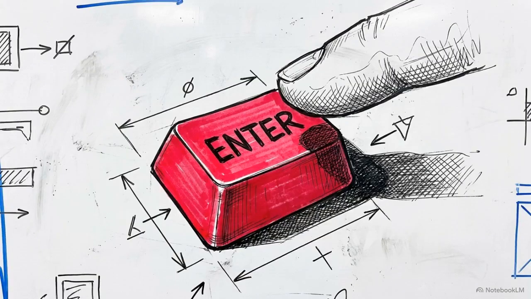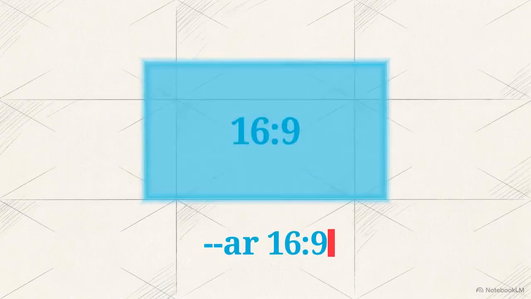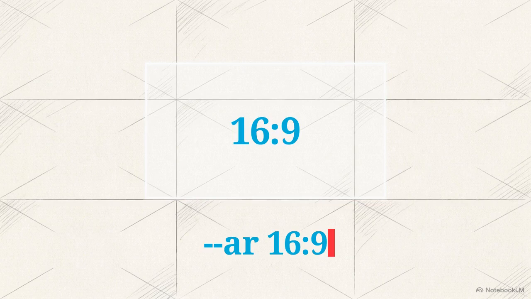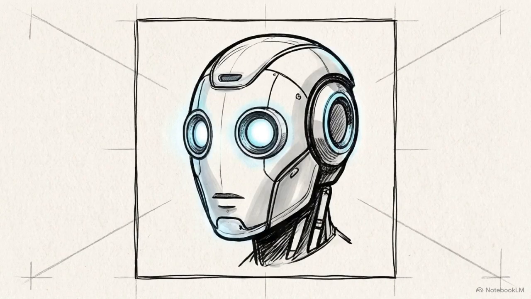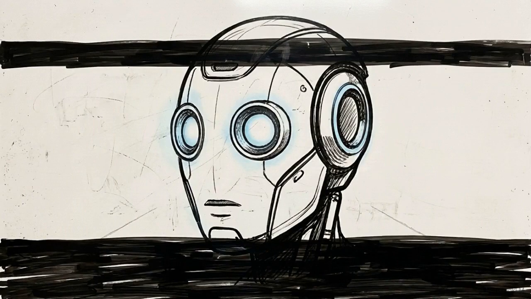Before we hit enter, we have to format this for YouTube's exact constraints. Add --AR space 16:9 to the very end of your prompt. This is Midjourney's aspect ratio parameter. If you skip this, Midjourney defaults to a square image. When you try to upload that to YouTube, the system will aggressively crop it, ruining your carefully planned composition.